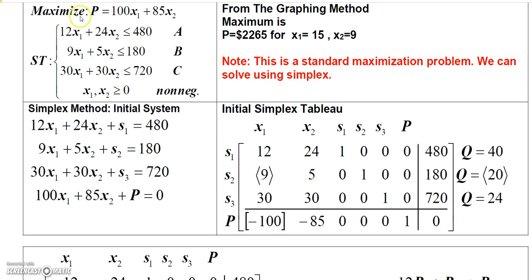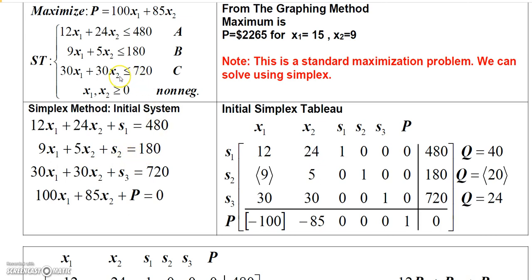Now here I have 12x1 plus 24x2 is less than or equal to 480. So if I add a slack variable to that, that will convert that to an equation. And I can say 12x1 plus 24x2 plus s1 equals 480. And the second one says 9x1 plus 5x2 is less than or equal to 180. So if I add another slack variable to that, that'll give me 9x1 plus 5x2 plus s2 equals 180.